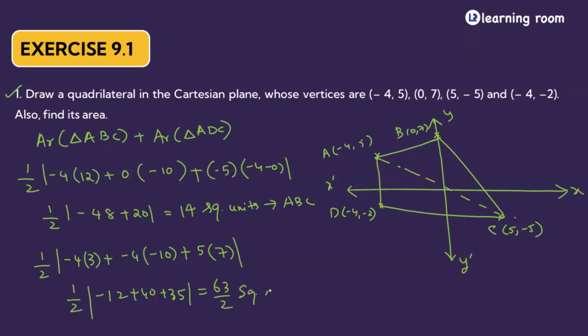So what is going to be the sum? Since we want the sum, it is going to be 14 plus 63 by 2, or 28 plus 63. 28 plus 63 is 91. So 91 by 2 will be the answer. So 91 by 2 square units.